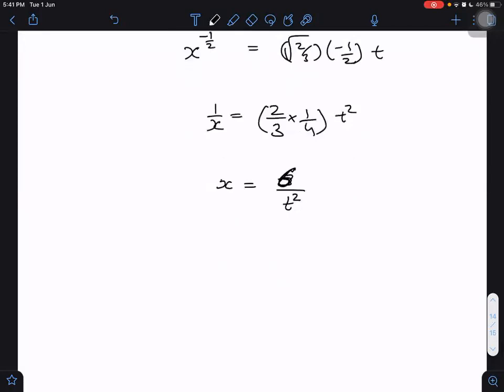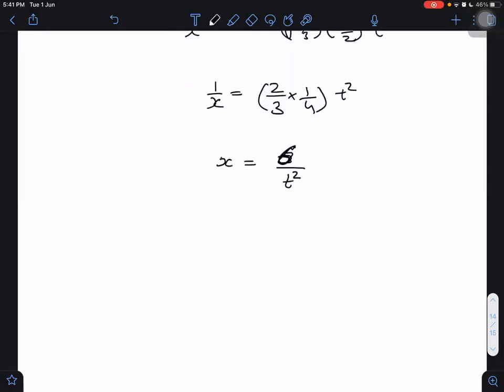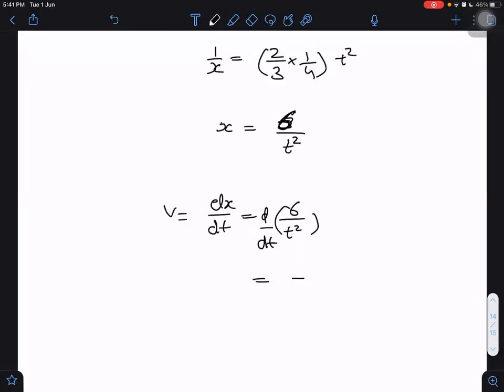That is x. What would be velocity? We can differentiate with respect to time. Dx by dt will be d by dt of 6 by t square. What would that be now? Minus 12 by t cube. Yes, that is velocity.